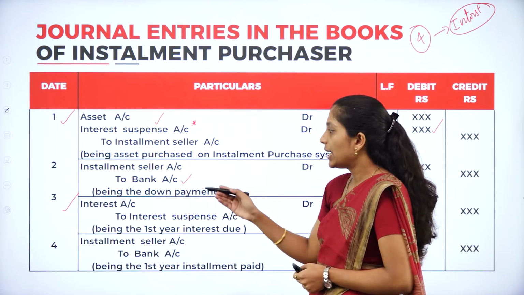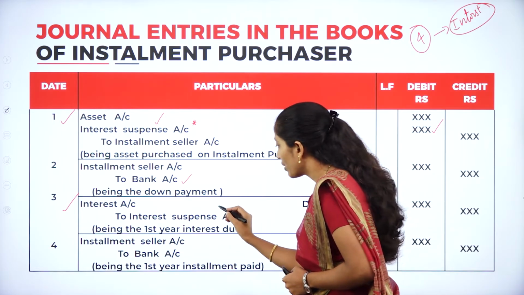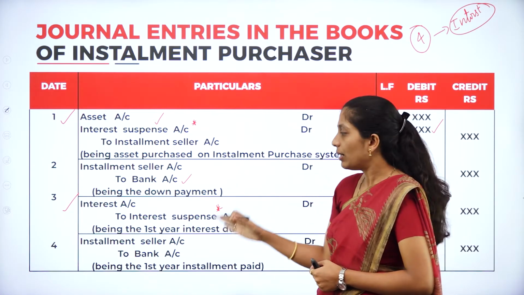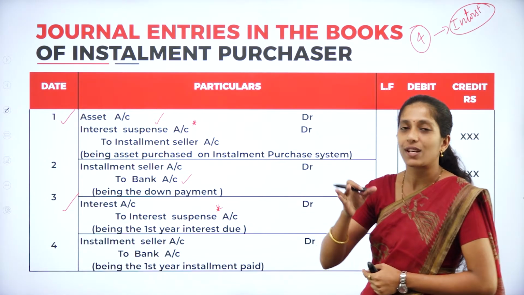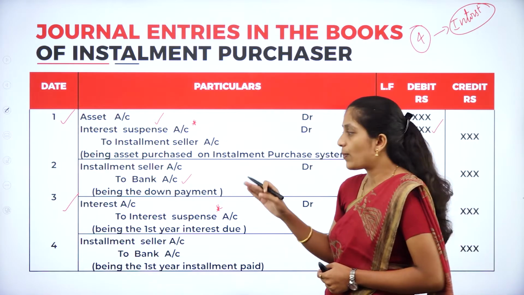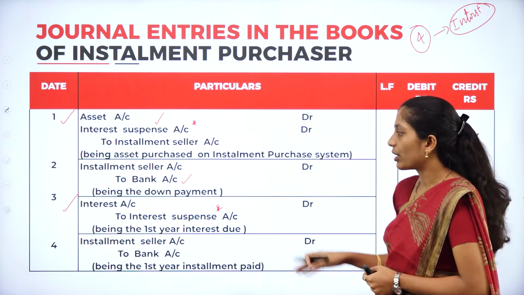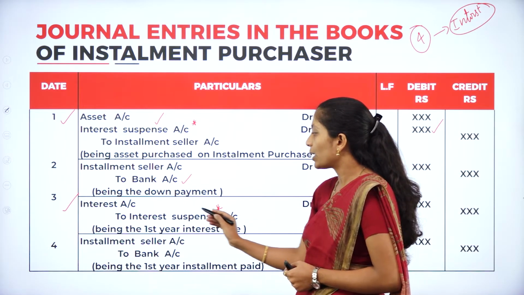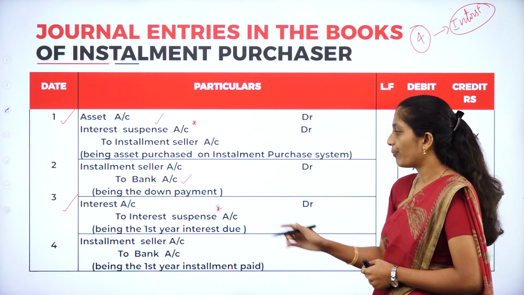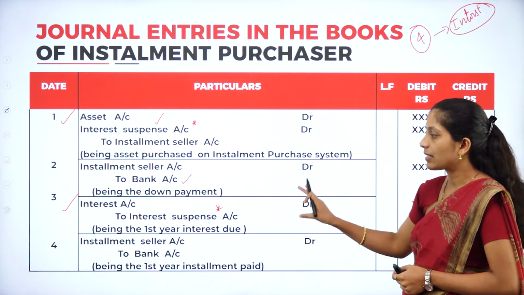So what is the entry? Interest account debit to interest suspense account. Here we are going to record in the interest suspense account. Whereas in the hire purchase system, what was the entry? Interest account debit to hire seller account, right? Whereas in the installment system, what are you going to write? Interest account debit to interest suspense account. So this is for the first year interest due, being the first year interest due. Hope you are clear with these three entries.